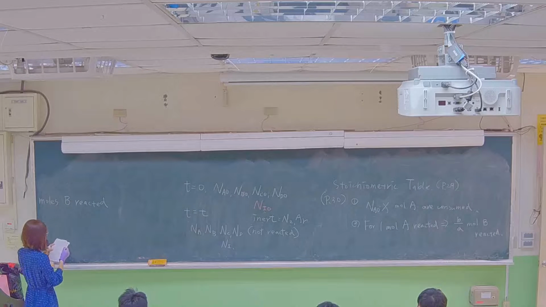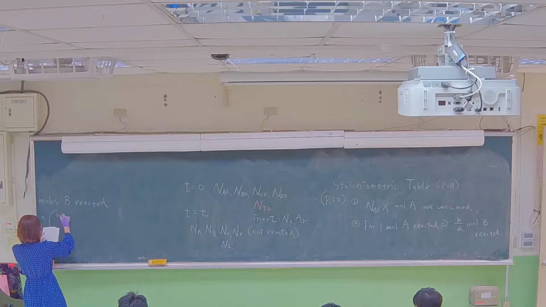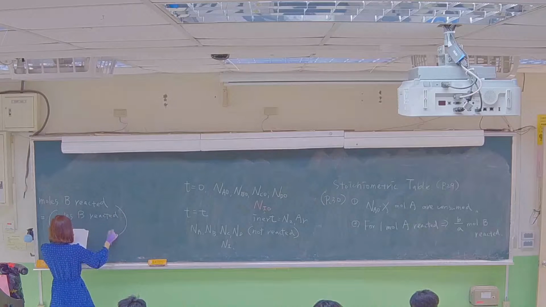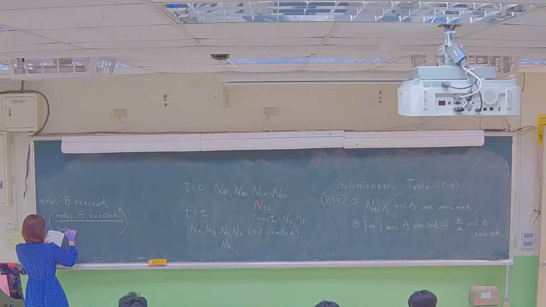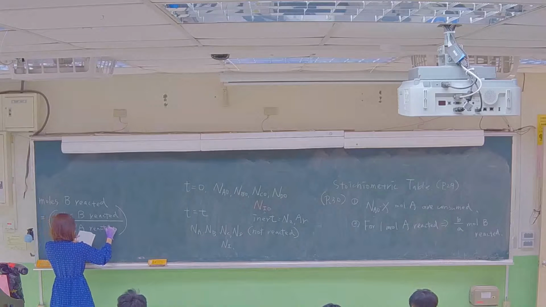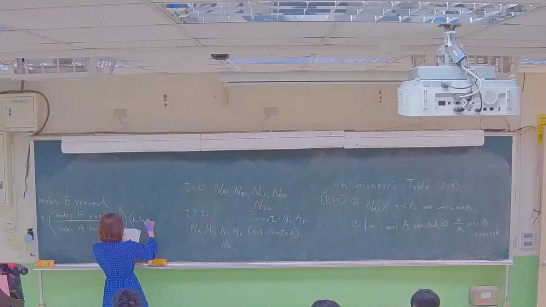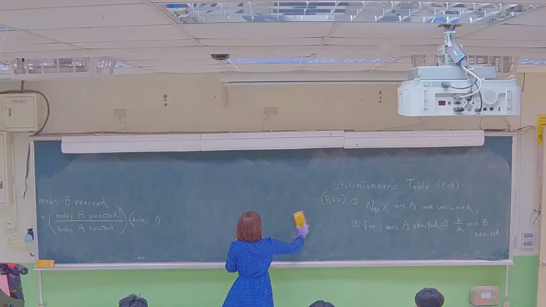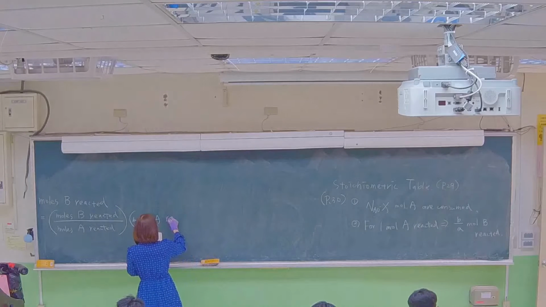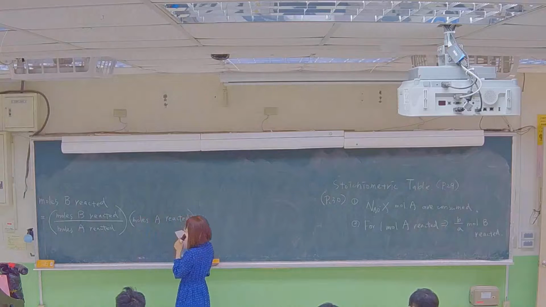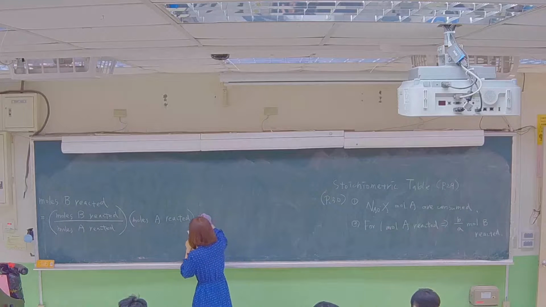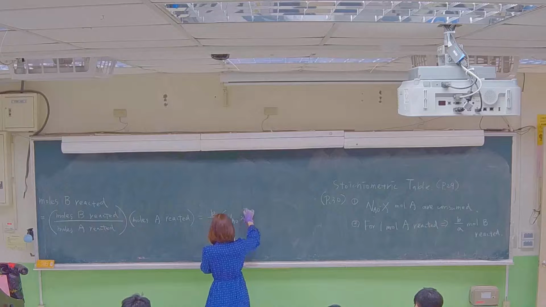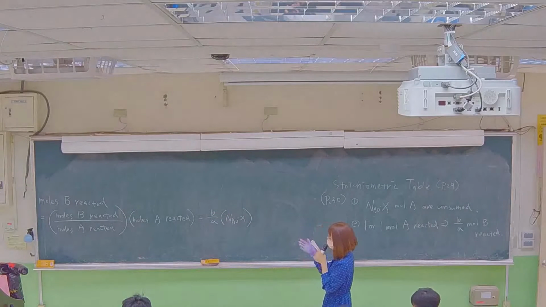Moles of B reacted is equal to moles of B reacted over moles of A reacted, multiplied by moles of A reacted. If you put it as a symbol, it is b over a, NA0, X. We have this relation.